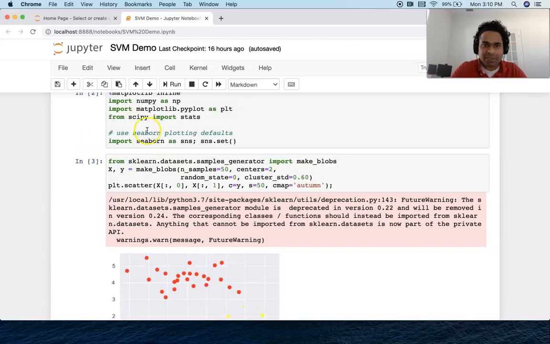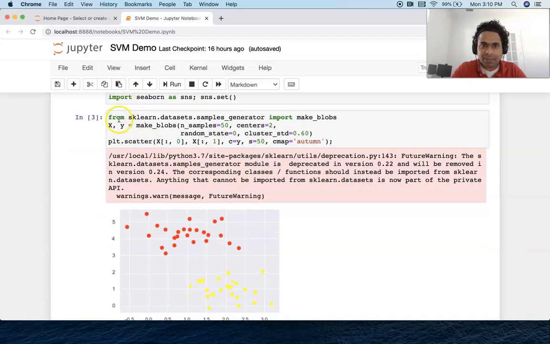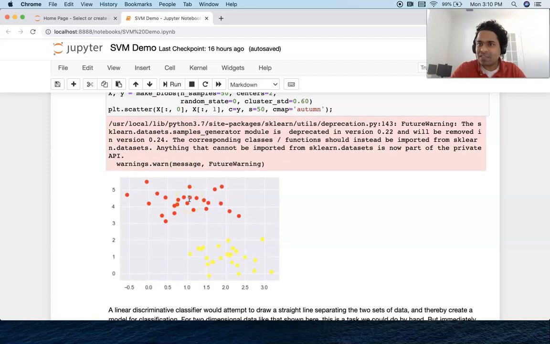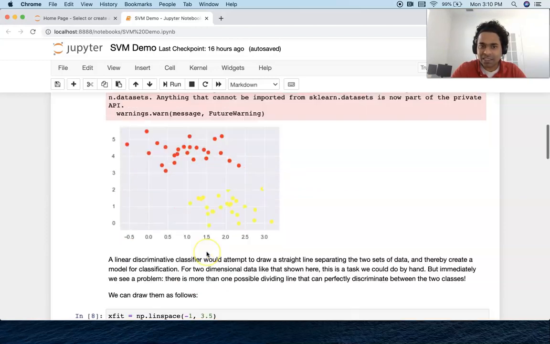What I'm doing over here is importing a bunch of libraries. Then I'm plotting a data set. This is a synthetic data set, and it is completely separable. These are the red instances, which are one class, and the yellow instances are the other class. So the two classes are completely linearly separable.